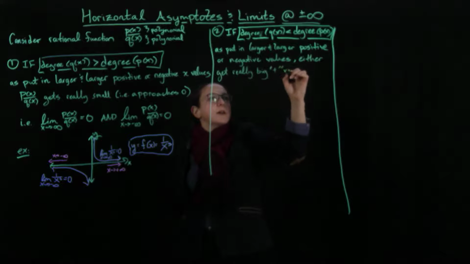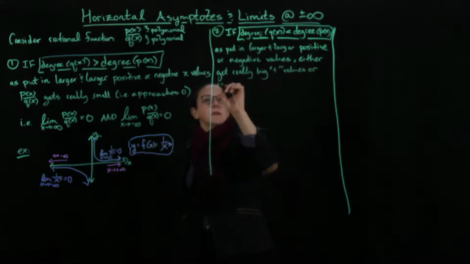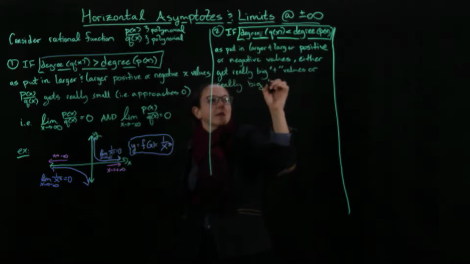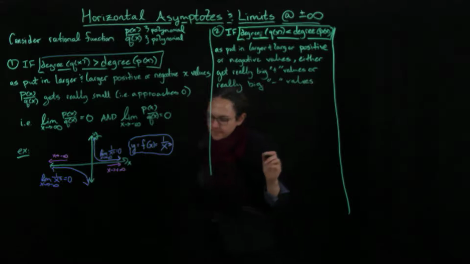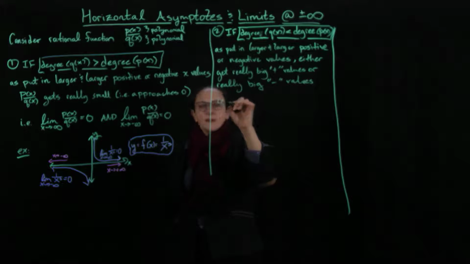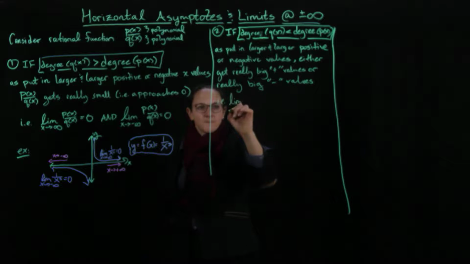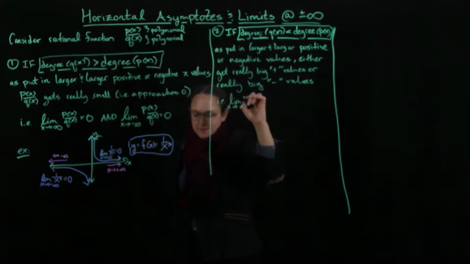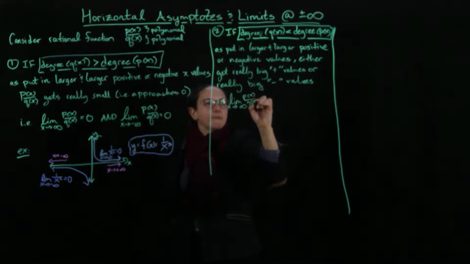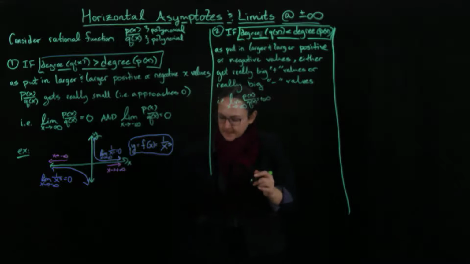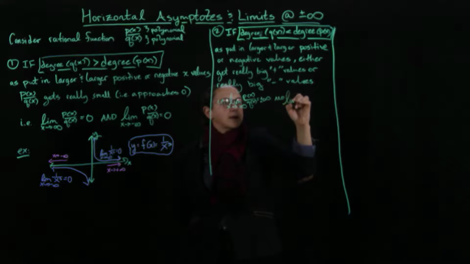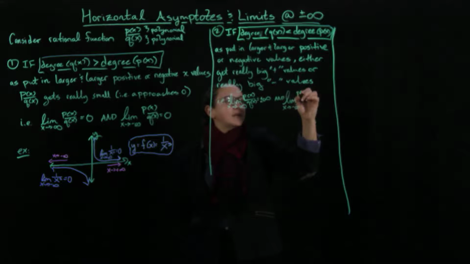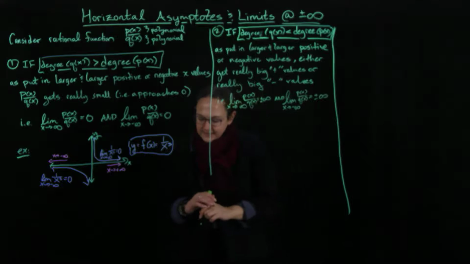So we either get really big positive values or we get really big negative values. I.e., so this is where we say symbolically that the limit as x goes to infinity, so this is like positive infinity, of p of x over q of x is going to equal plus or minus infinity. And the limit as x goes to negative infinity of p of x over q of x is going to equal plus or minus infinity. Okay, so this is where students ask me, but how do you know?